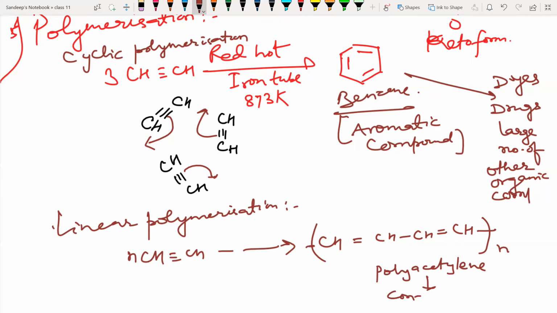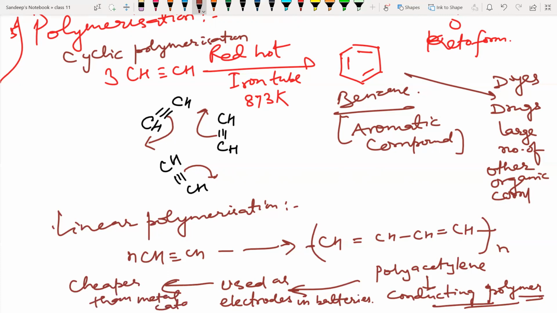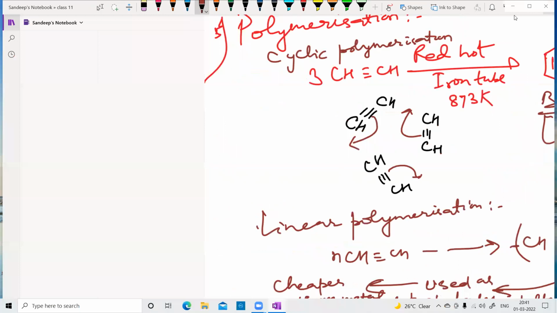This polyacetylene is a conducting polymer, an organic conducting polymer. So a film of this polyacetylene can be used as electrodes in batteries. So this is very, very important. Electrodes in battery. And it is cheaper than metal catalyst. So I hope students, you understood properly.